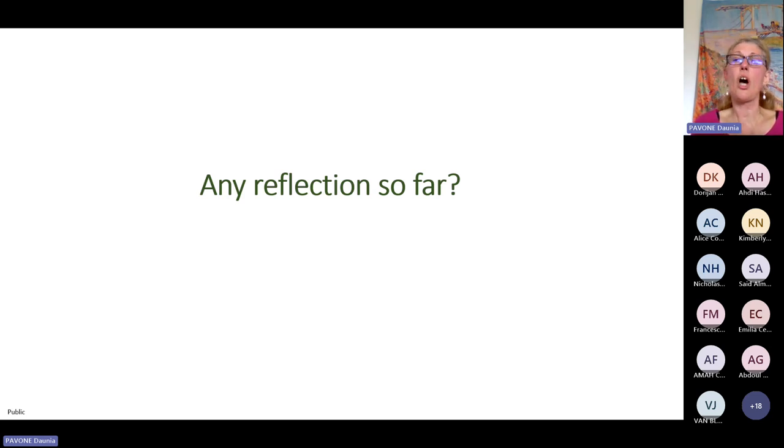Are there any comments, questions, additions you want to make at this point before we move into the exercise? Francesco as well, you can also intervene if you want.